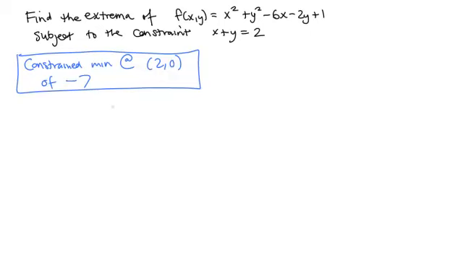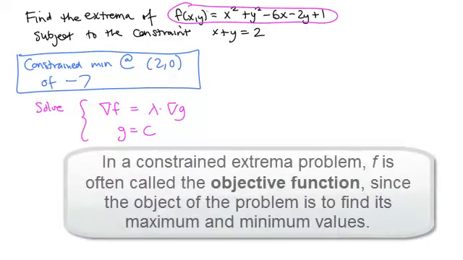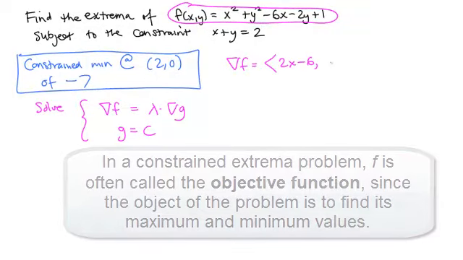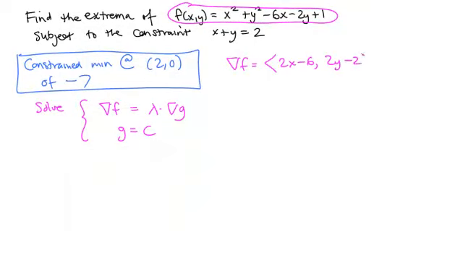So to use the method of Lagrange multipliers, we need to solve a system of equations. The gradient of f is equal to lambda times the gradient of g, and g equals a constant. Now f is the function that we're attempting to find the maximums and minimums for, so I can work out the gradient of f, no problem. That would be 2x minus 6 for the first component, and 2y minus 2 for the second component. But what about g in this?